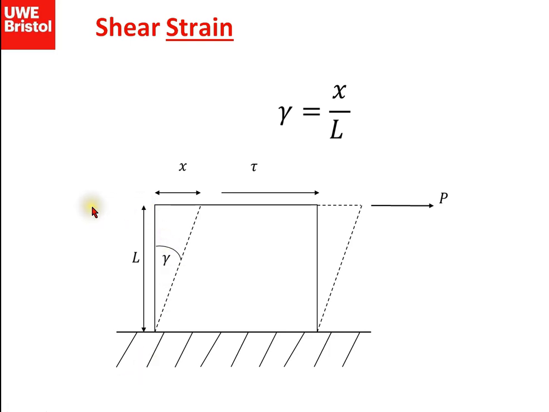So what happens if we apply a force along here? Now notice in this diagram we've changed it to a pulling force. So we have applied a force here, and we've glued the bottom bit. What will happen? Well, we would expect this to shift a little bit to the right. So it's going to shift a certain distance x to the right, and it will have a certain height. So x divided by L is going to be my definition for shear strain.